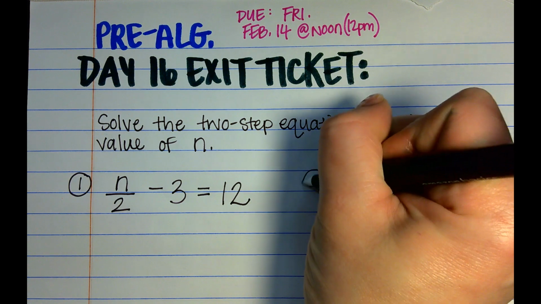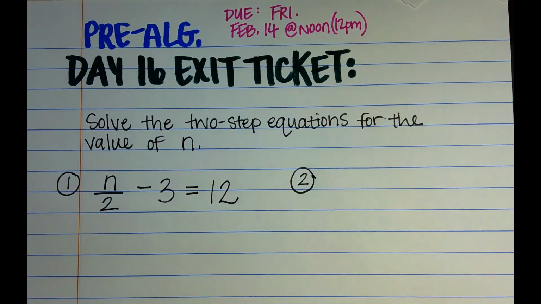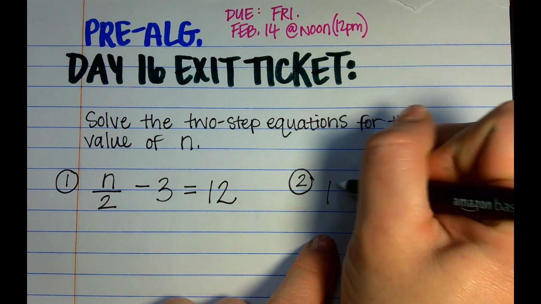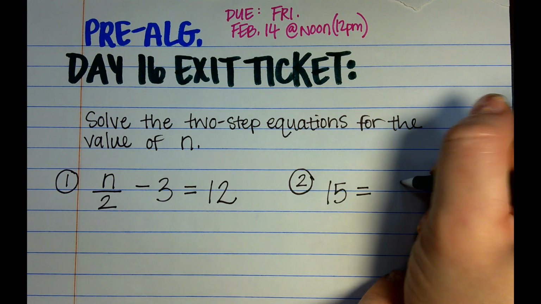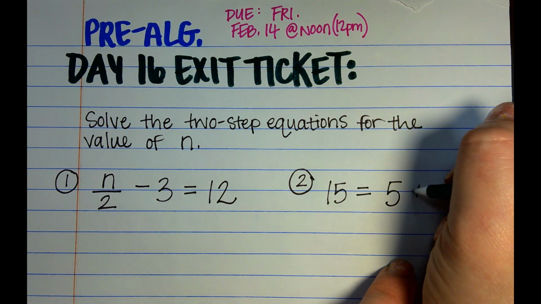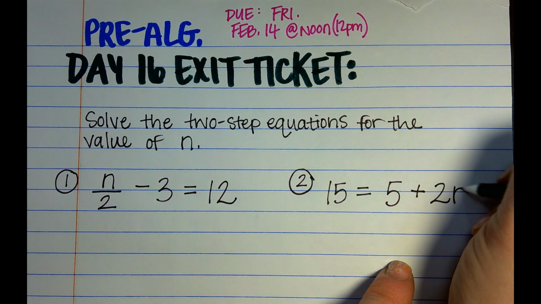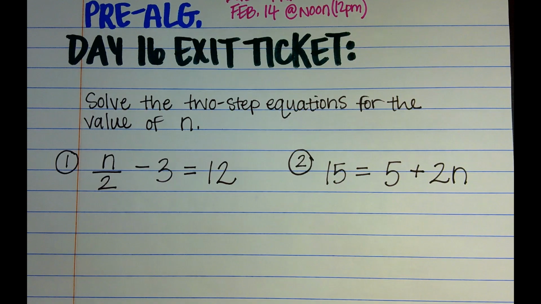Number 2 is 15 equals 5 plus 2n. And I'm just going to give you those 2 for today, just 2.